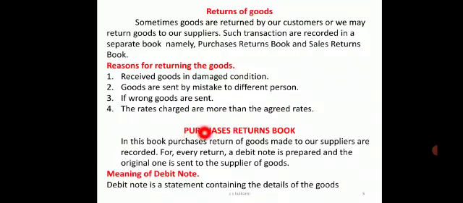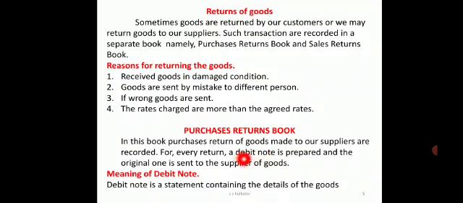Now we'll see what the purchase returns book is. In the purchase returns book, we write only the transactions in which goods are returned to the suppliers. So if we have purchased goods and, because of the above reasons, we are returning goods back to our suppliers, then we record it in our purchase returns book. And whenever purchase returns are made, along with the returns we have to send a separate statement called a debit note. Followed? So what is this debit note?